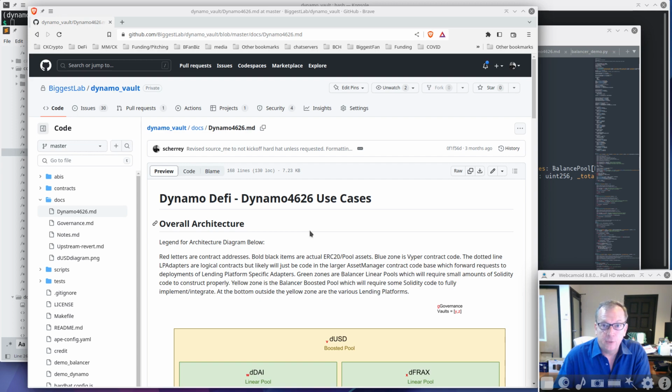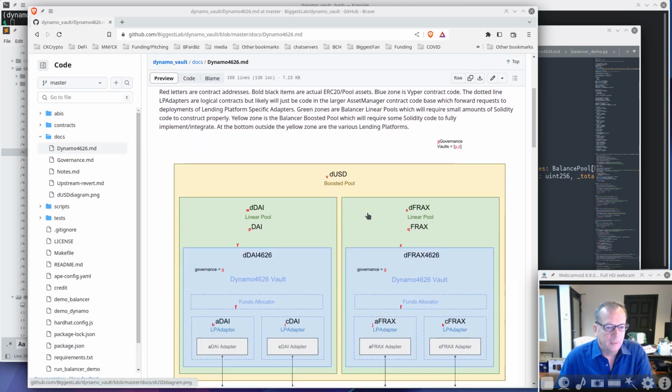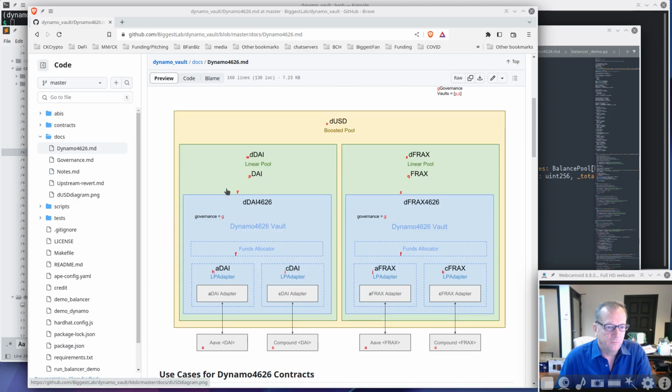crowdsourcing a strategy to say, okay, we've got these various lending platforms that the vault is attached to, and what is the ratio that we should distribute the funds across those lending platforms. So this is our documentation for the system. We've got this visual here.